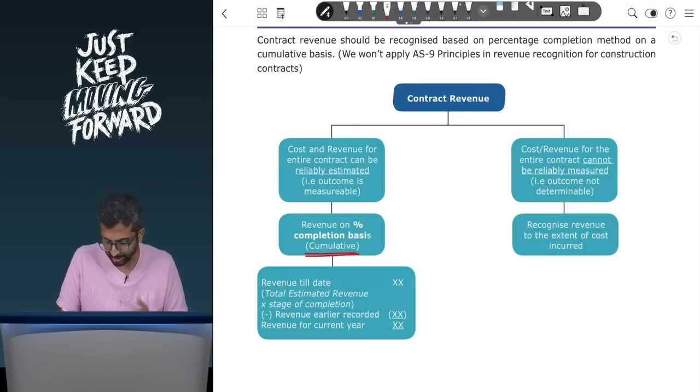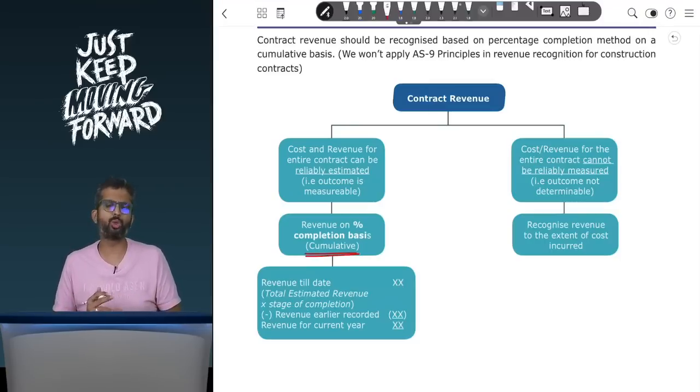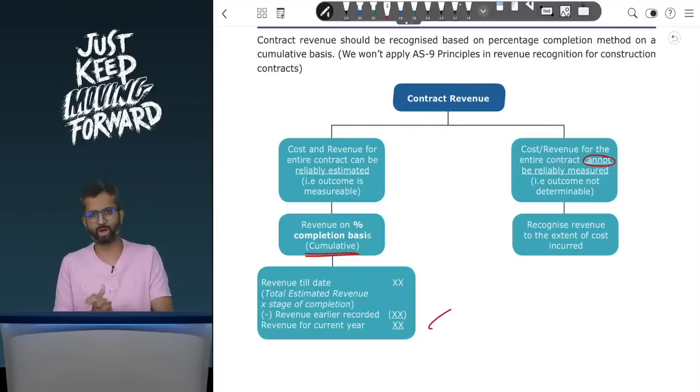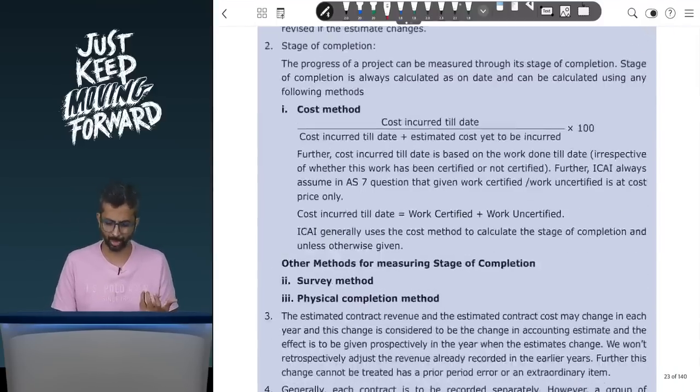That is, revenue will be recorded for each year: revenue till date minus revenue earlier recorded will give you the revenue to be recorded in the current year. However, if you cannot reliably estimate the contract cost or revenue, then you can either recognize the revenue based on the cost incurred or wait for the full completion of the contract, in which case revenue recognition can possibly happen.